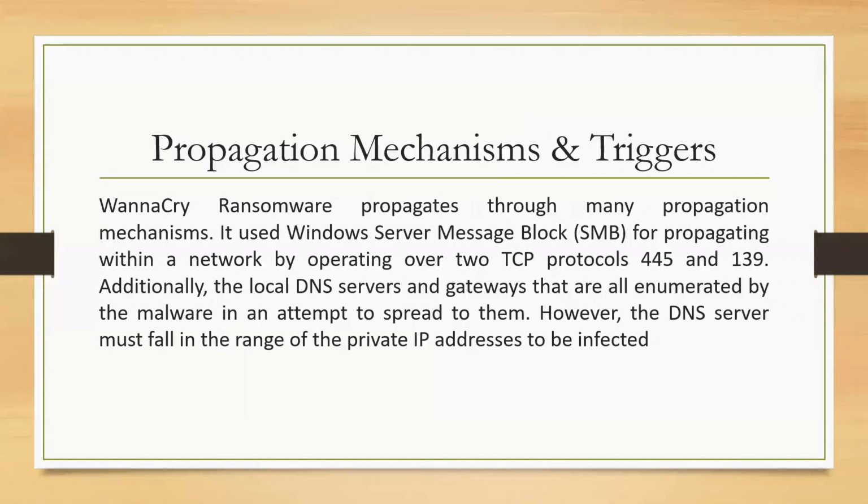Propagation mechanisms and triggers. WannaCry ransomware propagates through many propagation mechanisms. One of them is that it used Windows Server Message Block for propagating within a network by operating over two TCP protocols, which are 445 and 139. Additionally, the local DNS servers and gateways are all enumerated by the malware in an attempt to spread to them. However, the DNS server must fall in the range of the private IP addresses to be infected.